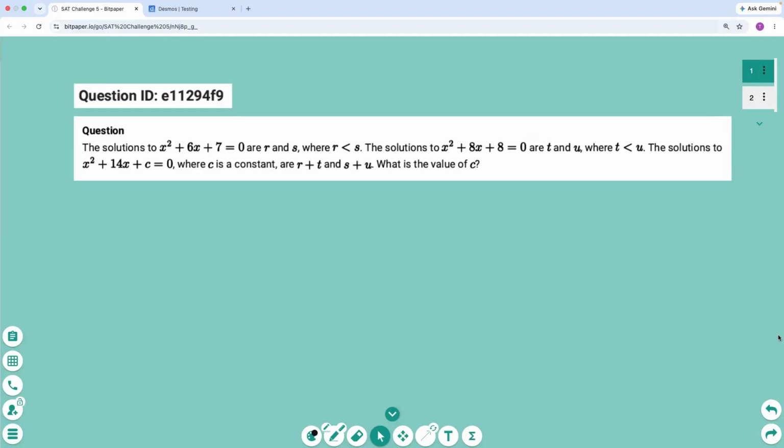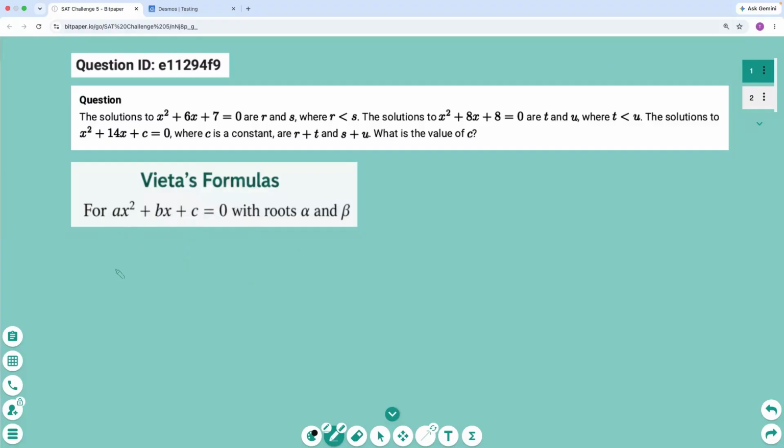Now, you could try to grab the first two equations in Desmos and find their x-intercepts. And we'll actually try that later. But first, let's understand the mathematics behind the problem. Before we jump into Desmos, let's recall Vieta's formulas. For quadratic equations ax squared plus bx plus c equals 0 with the roots alpha and beta, the sum of roots, alpha plus beta, equals negative b over a. The product of roots, alpha times beta, equals c over a.